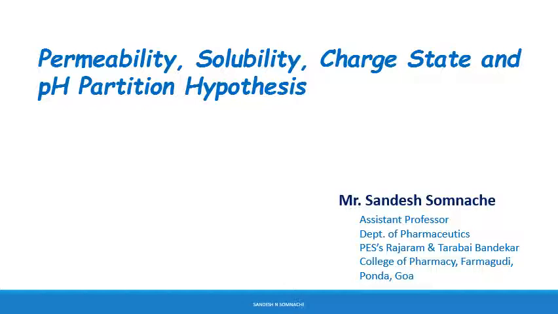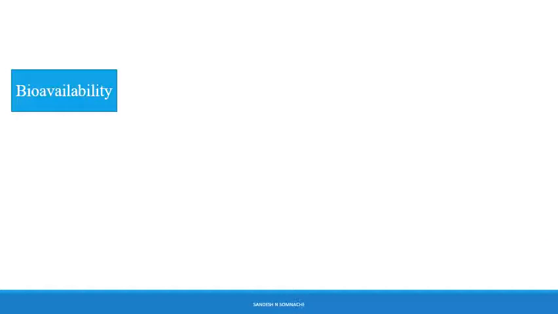Hello everyone. Today we are here to discuss the charge state and pH partition hypothesis, its effect on permeability and solubility, and ultimately how it affects the absorption of drug across the gastrointestinal biological membrane. As we know, the term bioavailability is the rate and extent to which drug is available in the systemic circulation or at the site of action.